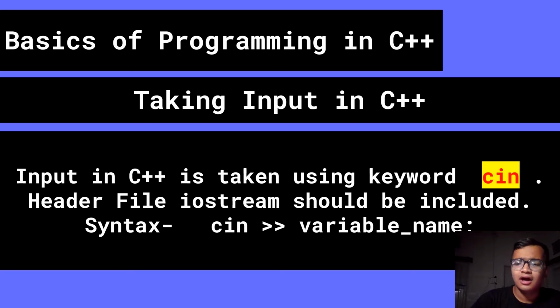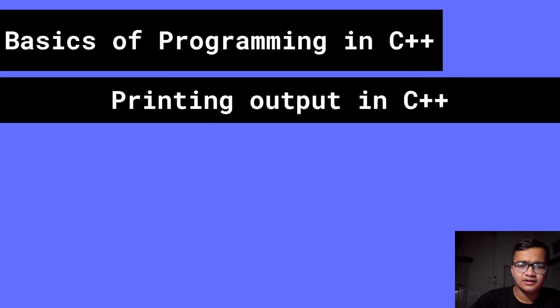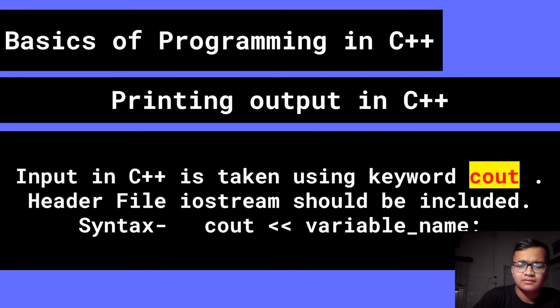Now let's learn how to take output or print output in C++. In C++, the output is printed by using the keyword cout. The header file iostream, again the same, should be included, and the syntax is as follows. Now see the syntax over here. cout, then the angular brackets towards the left, and then the variable name followed by the statement terminator. So how does this work? We just type cout, then the variable name which we want to print, and then the statement terminator. It's as simple as that. Remember to include the iostream.h library or header file and use the keyword cout. In this way we print output in C++.